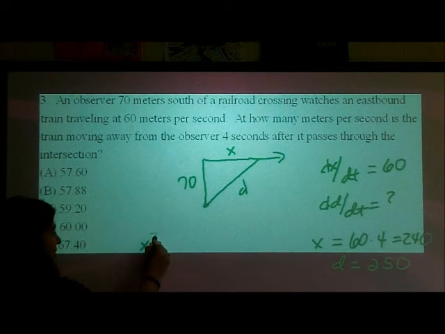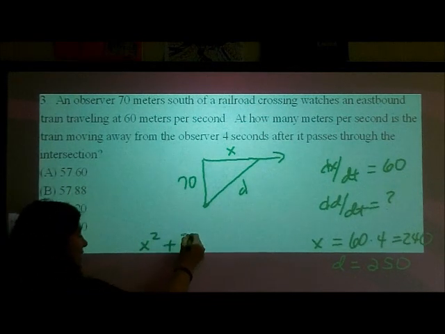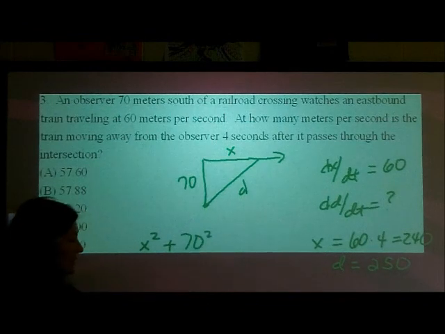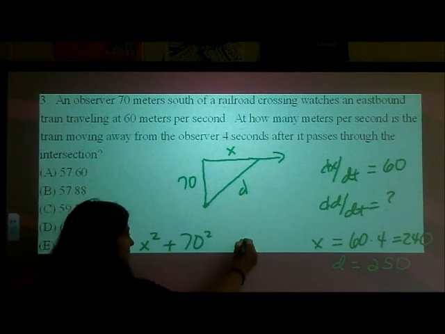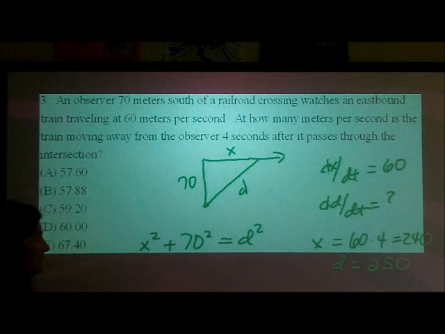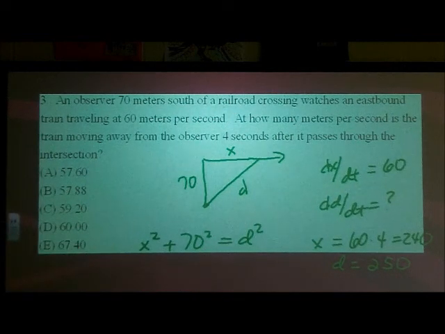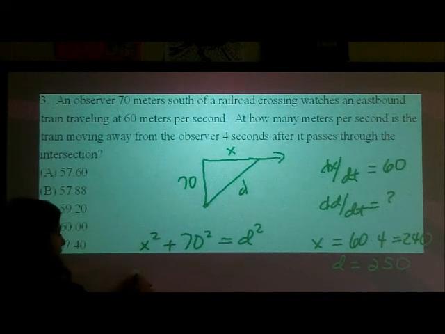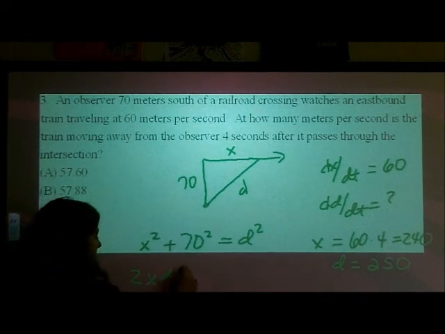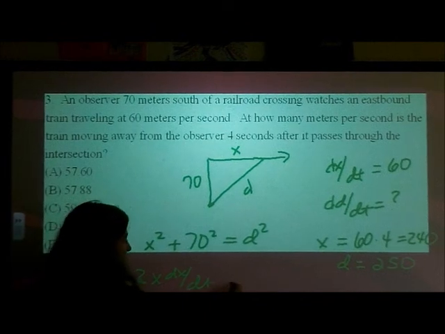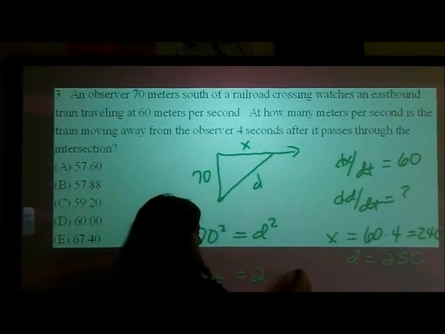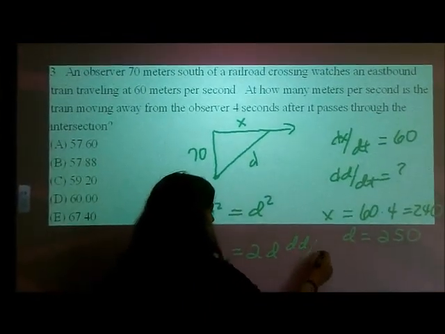Okay, so now for setting up this problem, you have x squared, that's changing, but y is not changing, so we'll just go 70 squared equals d squared. We haven't taken the derivative yet. We're going to now. X and D are both changing. So we have 2x dx dt plus 0 equals 2d dd dt. That's what we're looking for, right?